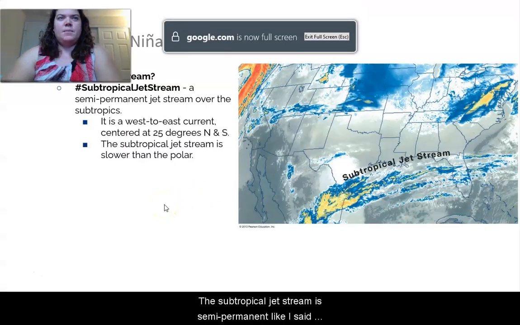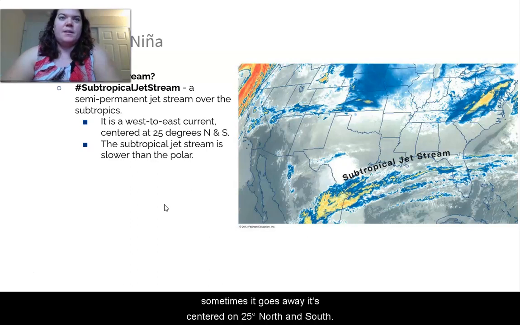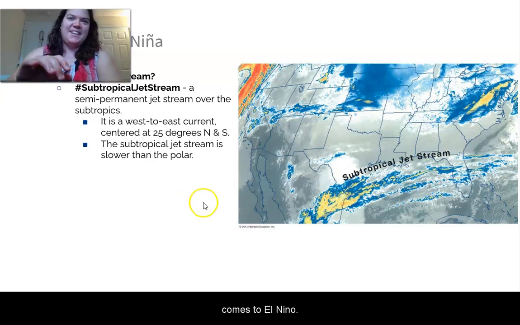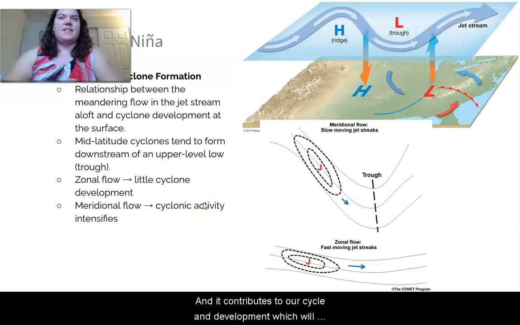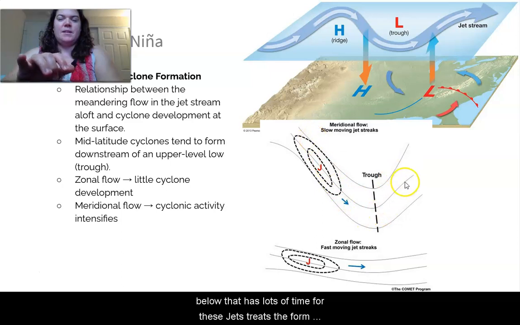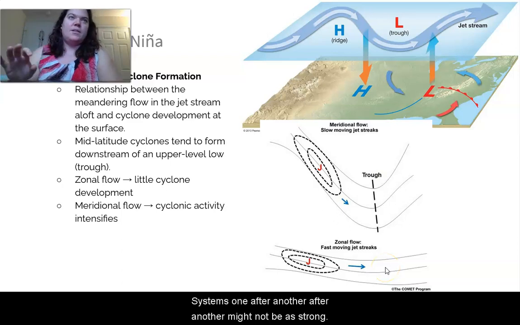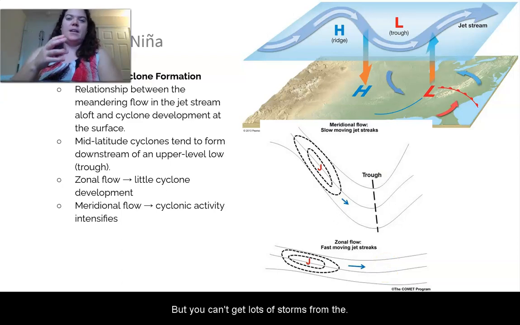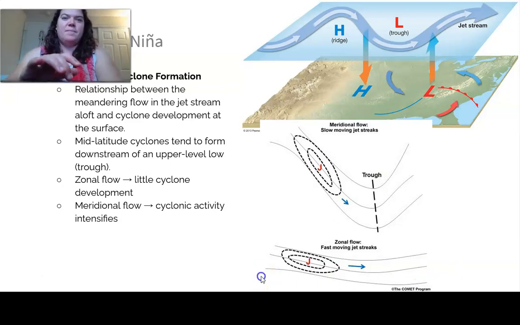So the subtropical jet stream is semi-permanent. Like I said, sometimes it goes away. It's centered on 25 degrees north and south, and it's slower than the polar jet stream, but not when it comes to El Nino. And it contributes to our cyclone development, which will be important when we come to impacts. If it's in a meridional flow, then it has lots of time for these jet streaks to form and influence our surface flow that's been developing, as opposed to a zonal flow where we have fast moving systems one after another. Might not be as strong, but you can get lots of storms from that.